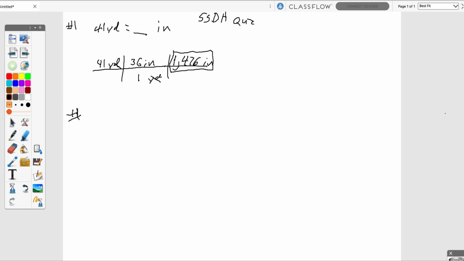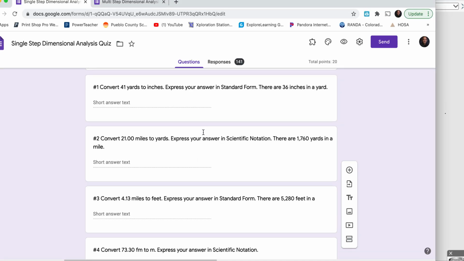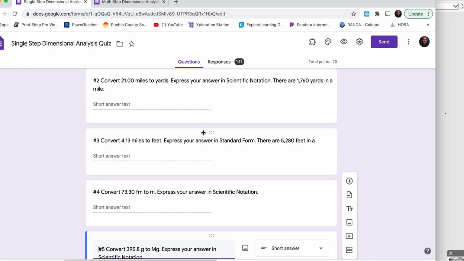Okay, number 2. All right, question 2. Convert 21 miles to yards. Express your answer in scientific notation. There are 1,760 yards in a mile. Now, real quick look, it's written as 21.00. That is a very accurate machine that took that measurement. Okay, and that's important for significant figures.